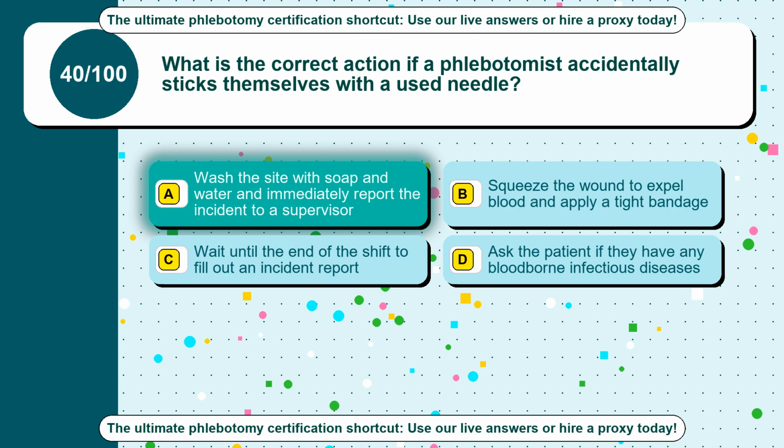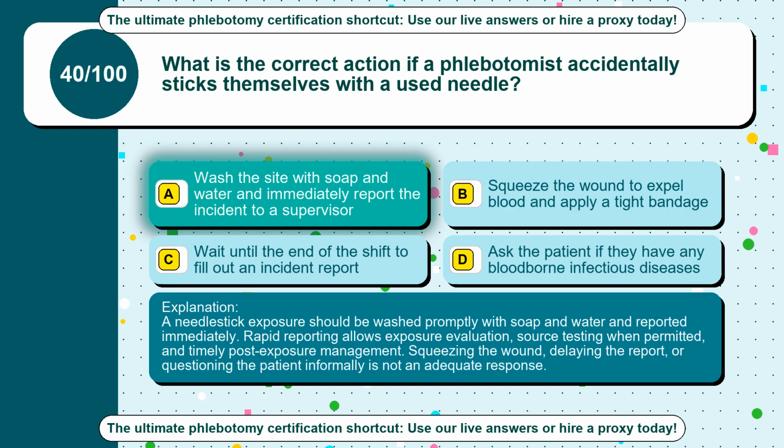supervisor. A needle stick exposure should be washed promptly with soap and water and reported immediately. Rapid reporting allows exposure evaluation, source testing when permitted, and timely post-exposure management. Squeezing the wound, delaying the report, or questioning the patient informally is not an adequate response.